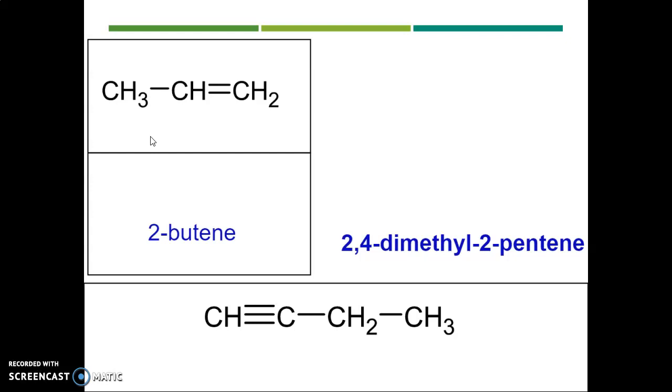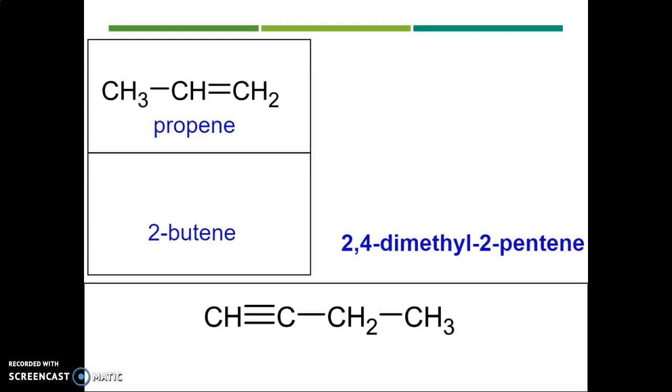Now, this one does not require a number because even if the double bond was on this side, it would be the same thing. That would be 1, 2. This case, it's 1, 2. So no need to put the number in this one because there's really only one option for the multiple bond, okay? So that's just propene.